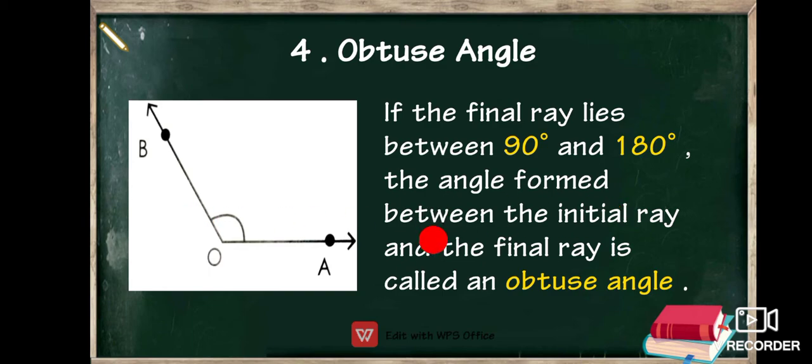So the angle formed between the initial ray and the final ray is called an obtuse angle. You can see the angle measured here, right? You can see a curve. This curve represents the angle. It is measured between 90 degree and 180 degree. This one is known as an obtuse angle. The name obtuse means it is somewhat big.